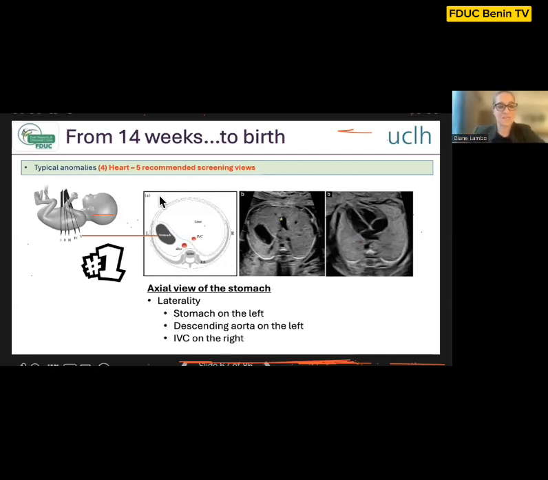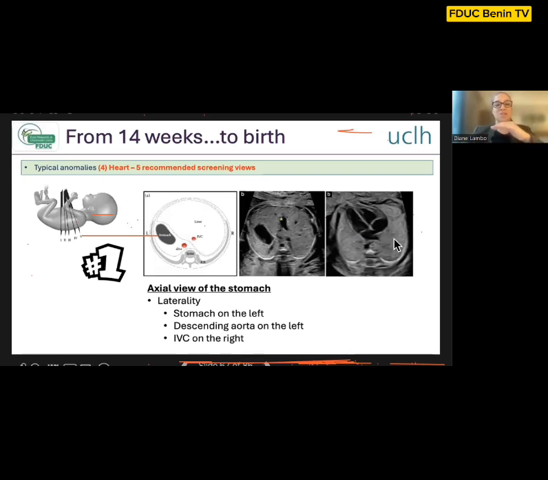Here you can see your axial section. You've got your stomach to the left of the baby. You've got your aorta, which again is always slightly to the left. And you've got your IVC, your inferior vena cava, which is slightly to the right. And again, you then scan up. You get your 4-chamber view of the baby.